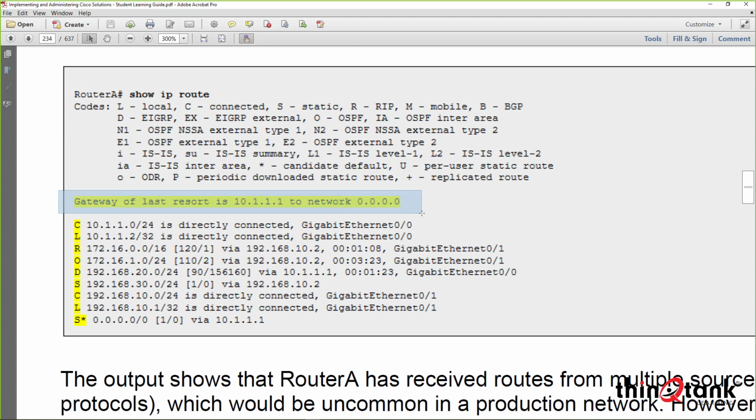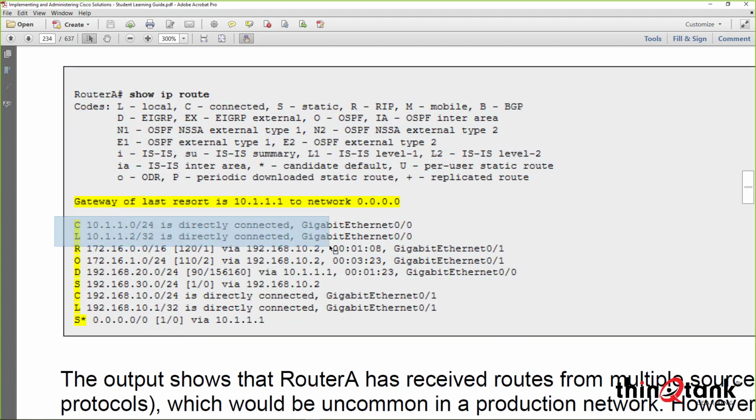The gateway of last resort is set, so this particular router has a default route. You can always see the default route because it's the route that has the asterisk next to it. It doesn't necessarily have to be static, by the way. You can actually learn default routes through dynamic routing protocols as well. OSPF has something called default-information originate that allows me to inject the default route into an OSPF domain. So a default route doesn't always have to be static.